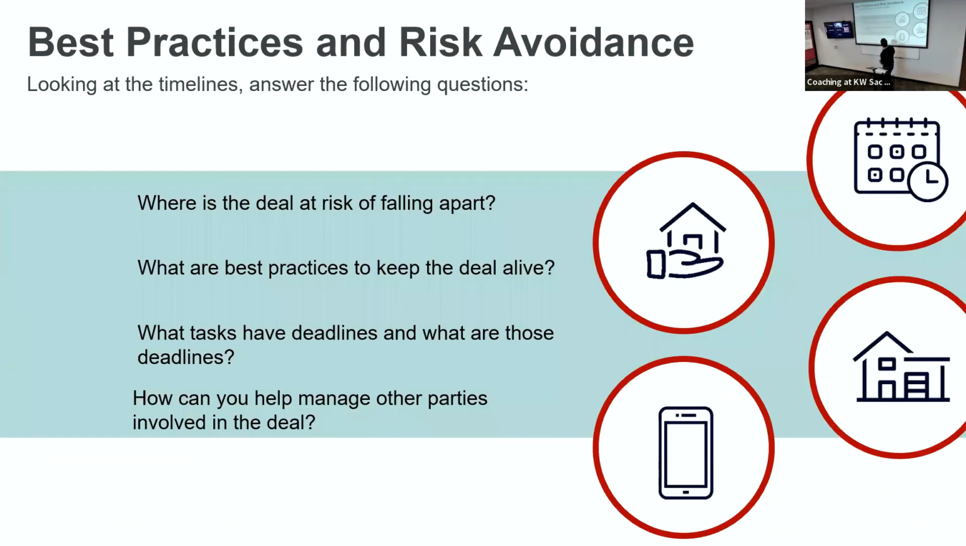Okay, best practice or risk avoidance. And this is page 5 of your handout. So we're on page 5. Where is the deal at risk of falling apart on the timeline? What is the biggest risk of falling apart? Not getting approved. Yeah, I said the loan. The loan is probably the biggest thing. Loan and appraisal are the biggest things that end up putting your deal at risk of falling apart.